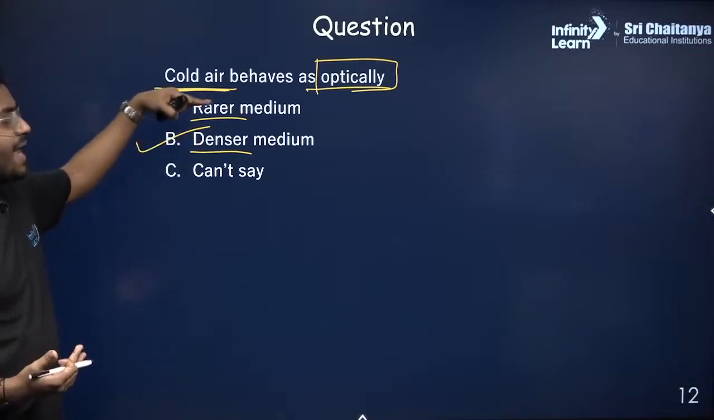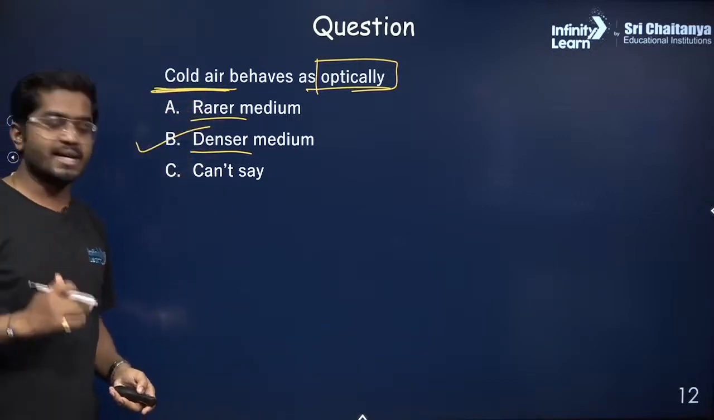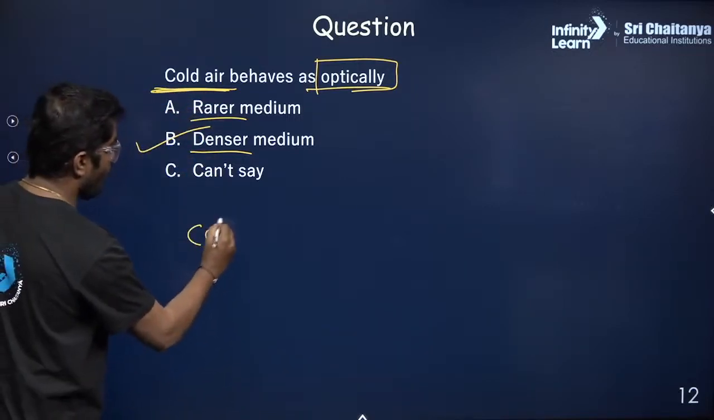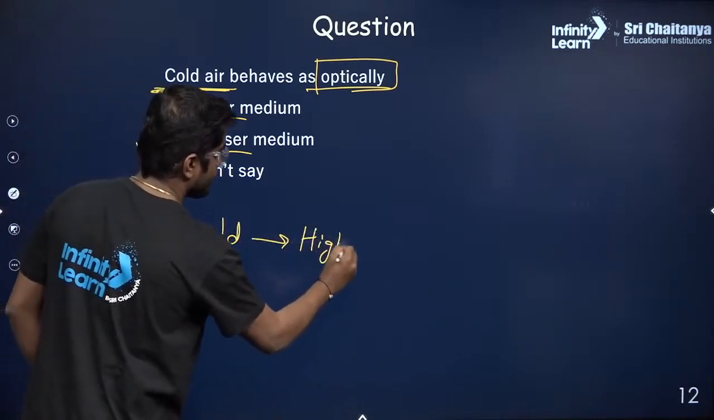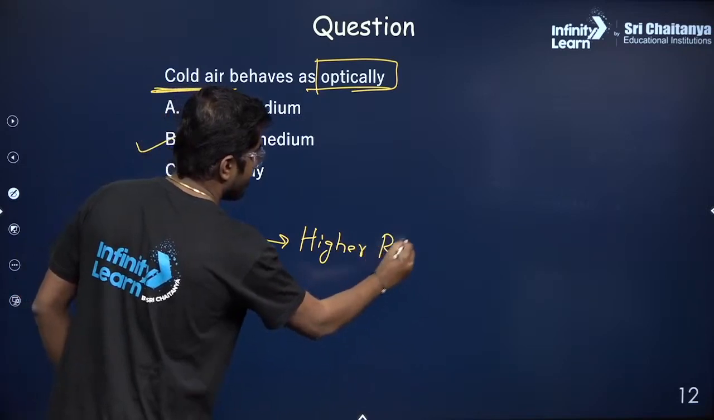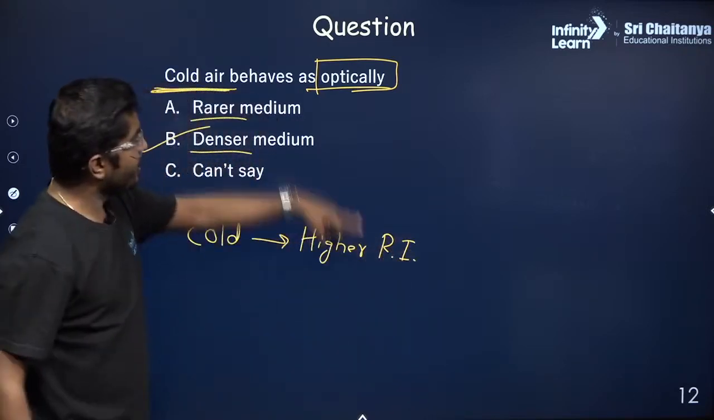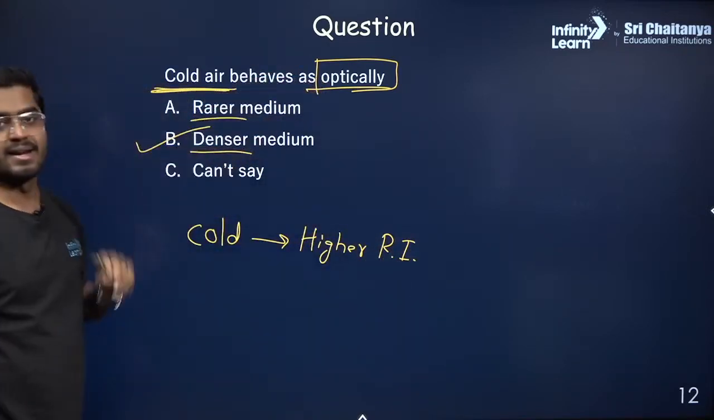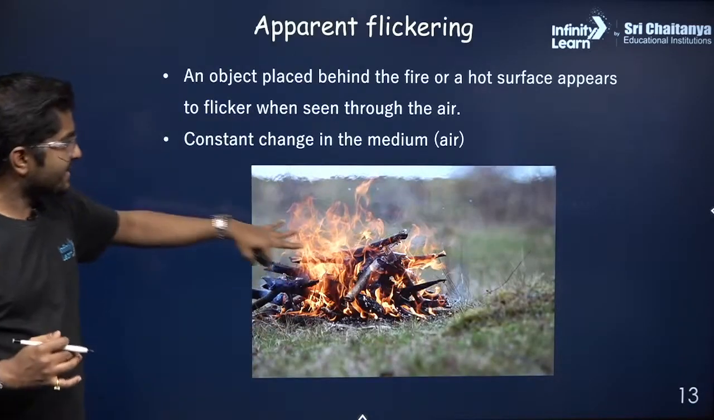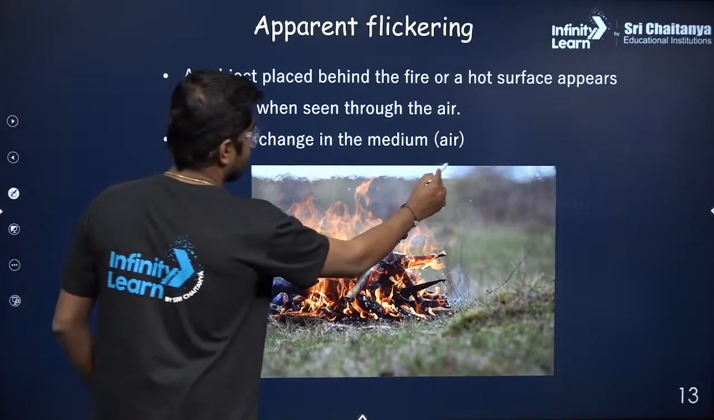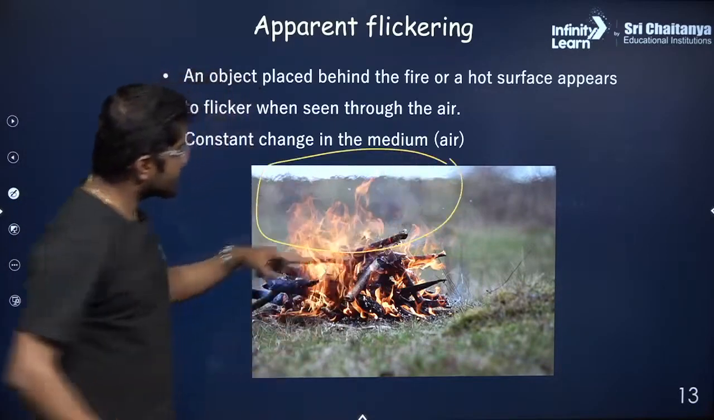The hot air will have a low refractive index. Remember this: cold, higher refractive index. That is the meaning of optically denser. Okay. So now because of that, something like this happens. Have you seen the air which is just above the fire?